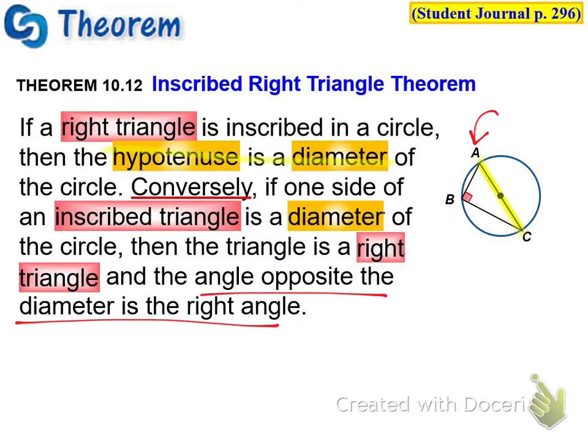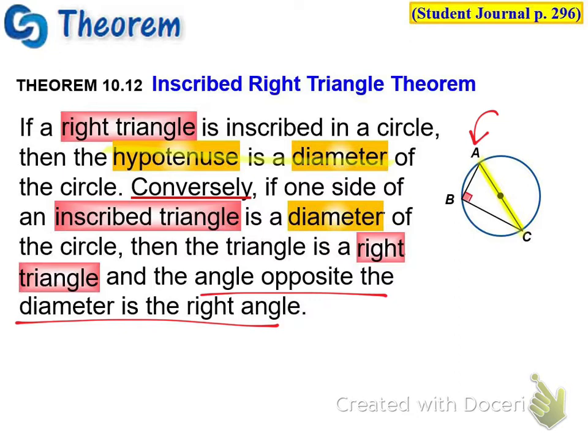Inscribed right triangles. Wait, what's the blank above the bottom? First blank is the hypotenuse, correct? Right, yeah. And the hypotenuse is the diameter. Conversely, if one side of an inscribed triangle is diameter of the circle, then the circle is a right triangle, and the angle opposite, this was underlined, the angle opposite the diameter is the right angle.